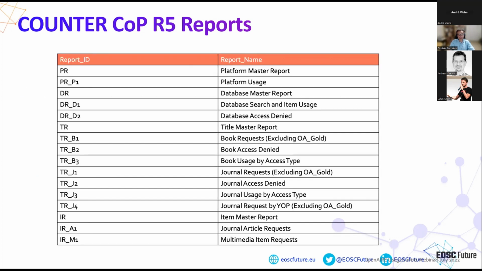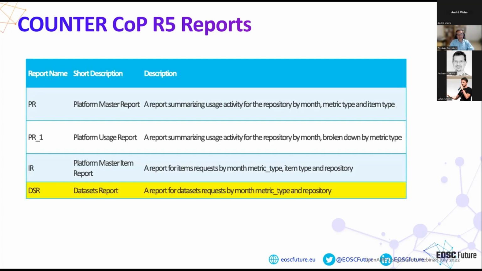This is the list of the available COUNTER Release 5 reports. And in UsageCounts service, we have implemented four different reports, which are the main reports. We have the platform master report, which is a report summarizing usage activity for the data source by month, metric type, and item type. We have the platform usage report, which summarizes usage activity for the repository by month, broken down by metric type, investigations, requests, etc. A report for item requests by month, metric type, item type, and repositories, the platform master item reports.